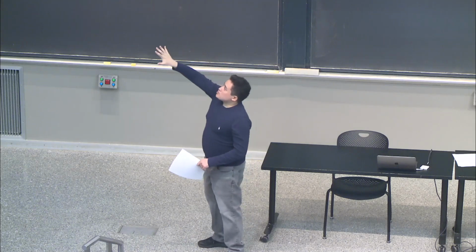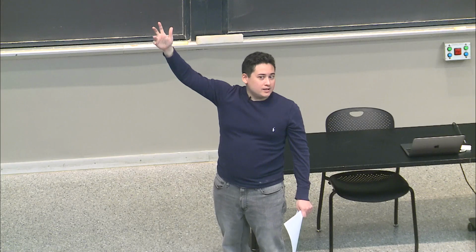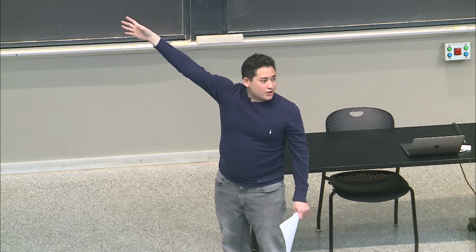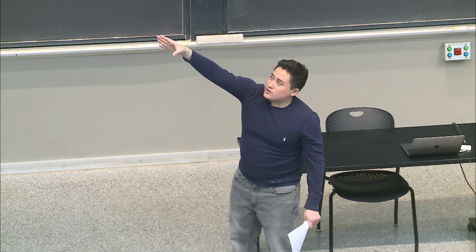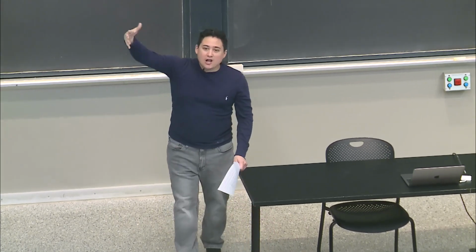So relate them recursively. Basically, I'm going to say that x of some set of parameters equals some function, usually a maximization or a minimization or a summation or an "or" or an "and" or some other combinator of a bunch of choices that you might make, or a bunch of subproblems that you might recurse on. So basically, you're going to depend on some other subproblems that are smaller in some sense.